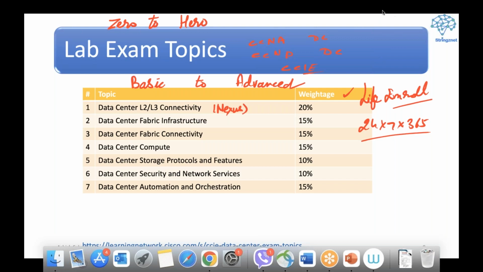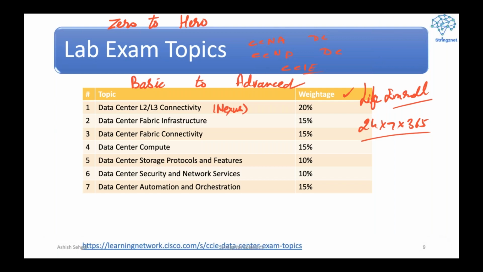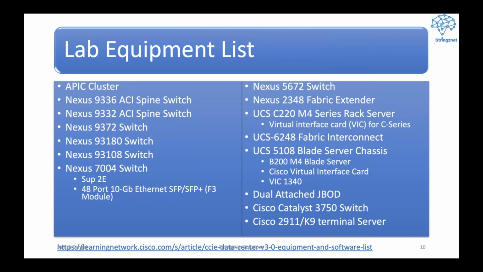Thank you so much. So, dear friends, we were talking about lab examination topics. What different equipments are going to be there in the lab? I'm just giving you an overview of the hardware equipments. These are different equipments which are supposed to be there in your CCIE data center lab examination. We will be discussing these equipments during the course of our studies.